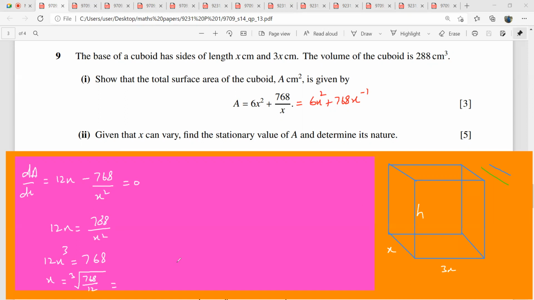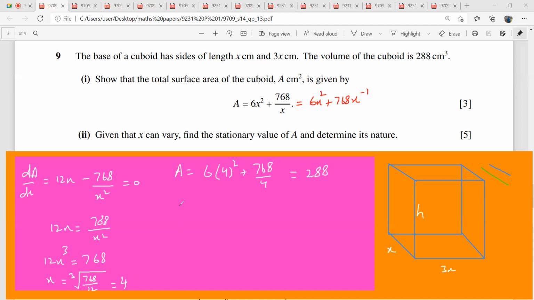So this is 4. So we get x equal to 4. So we have found this x. Now we have to find the stationary value of A. So you put that into this equation here. Please tell me, what do you get? 6 into 4 square plus 768 over 4. So what is this? 288. Okay, so that is the area.